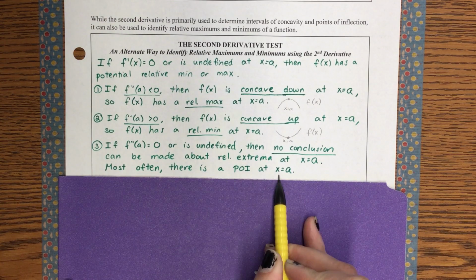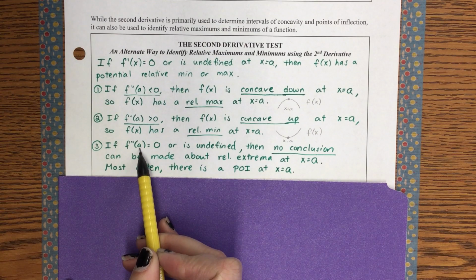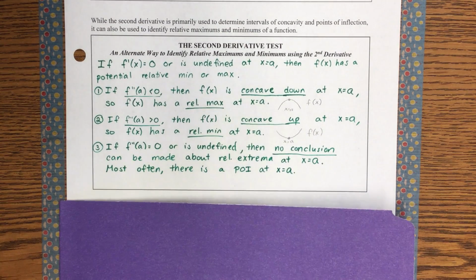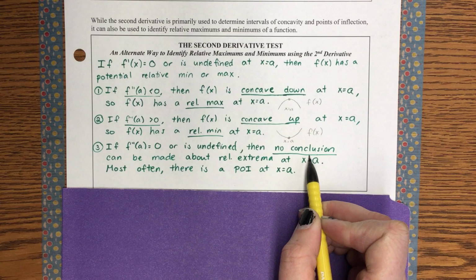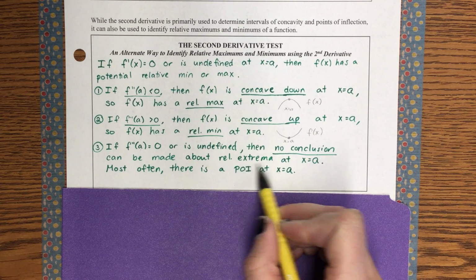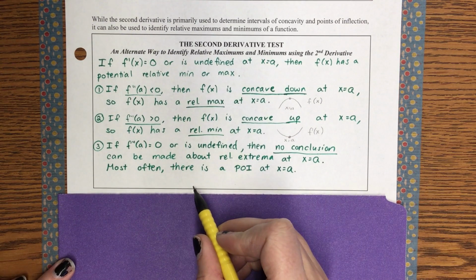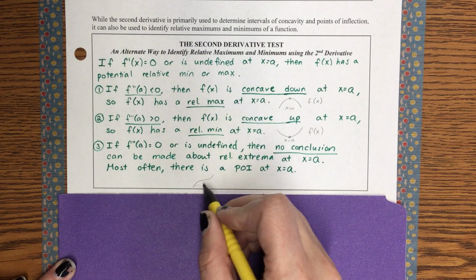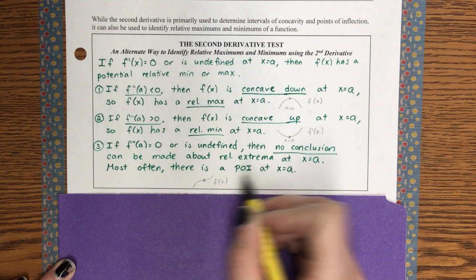Usually there's going to be a point of inflection at x equals a. We know that doesn't always happen, because sometimes the sign for f double prime does not switch at whatever that a value is. But usually there's going to be a point of inflection, and because we can't really tell, we say that we can have no conclusion about relative extrema, and relative extrema means relative mins and maxes. So we don't know if the picture looks something like this, where we have concave down and then concave up, and this is definitely not a maximum or minimum. This would be like an f of x graph.